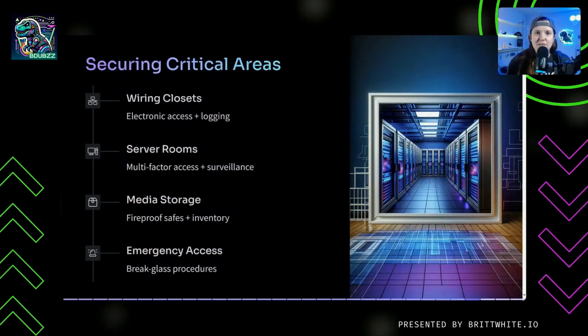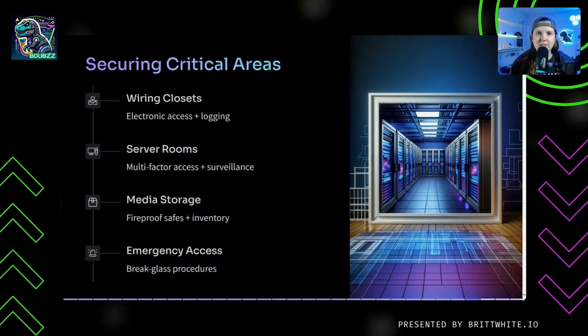For restricted areas, enforce visitor management. Authorized escorts only with sign-in and sign-out procedures and temporary badges. Have emergency access procedures ready but secure, like break glass key boxes with tamper alarms. Remember, all access needs to be logged and audited regularly.